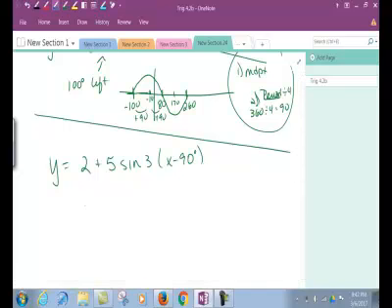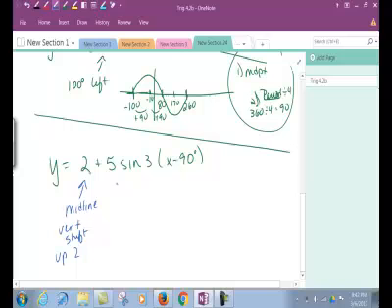Just as a quick review, let's go over this. This is the new midline. It is the vertical shift, and what it means to do is just to move the entire graph up 2. This is the amplitude, and what this does is it makes a vertical stretch, and we are actually stretching the y values, so they're 5 times as high.